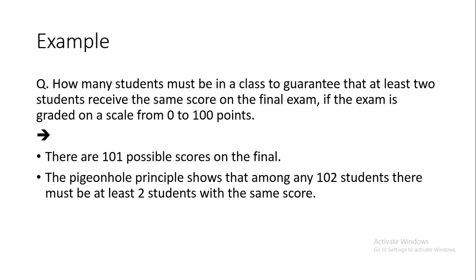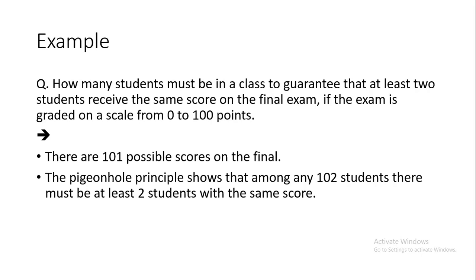So these 101 students can get different scores from 0 to 100. Means the first student can get 0, the second student can get 1, the third student can get 2. Likewise, we can assign the 101 students to the 101 possible scores. But what about the one student who is remaining from the 102? That remaining student can take one of these 101 possible scores. Suppose that remaining student gets the score 100.